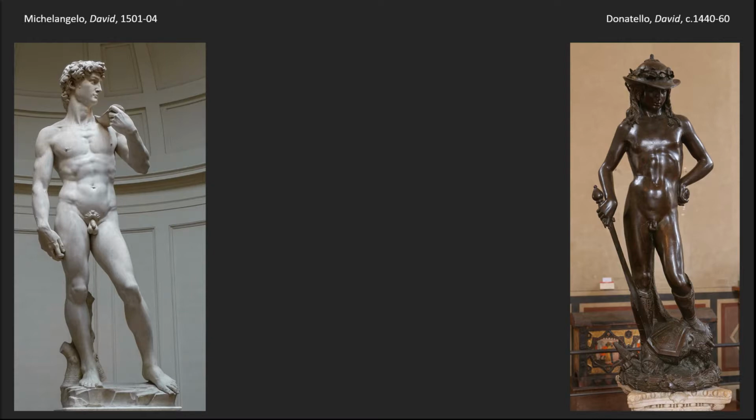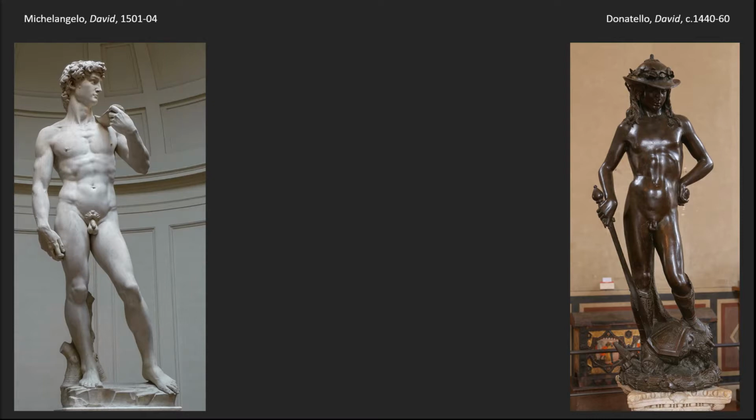Anything else you notice is different? We talked about the anecdotal details, the quality of the musculature. Anything else? What about facial expressions? We talked about Donatello's facial expression.